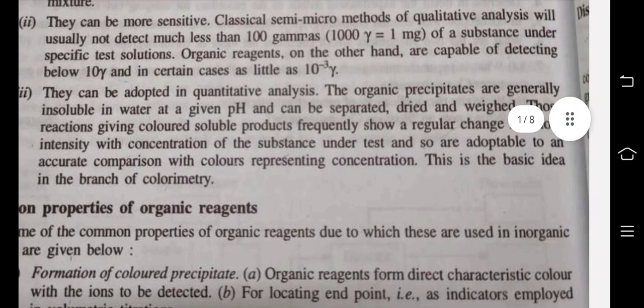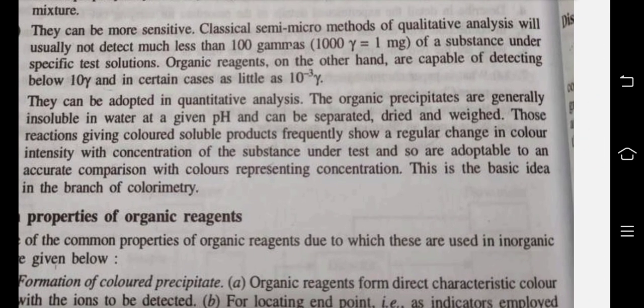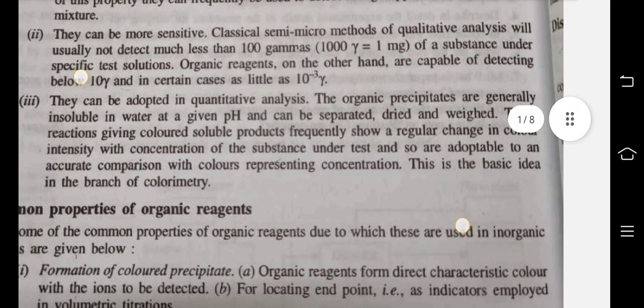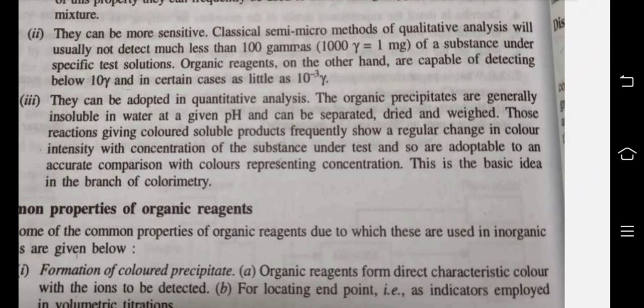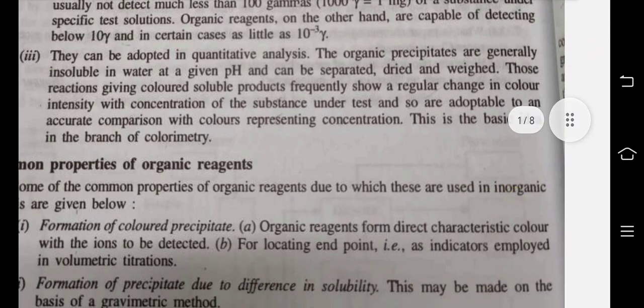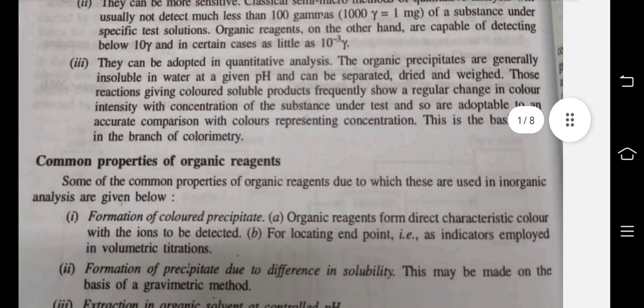Third advantage is they can be adopted in quantitative analysis. The organic precipitates are generally insoluble in water at a given pH and can be separated, dried, and weighed. Those reactions giving colored soluble products frequently show a regular change in color intensity with concentration of substance under test and so are adaptable to an accurate comparison with colors representing concentration. This is the basic idea in the branch of colorimetry.